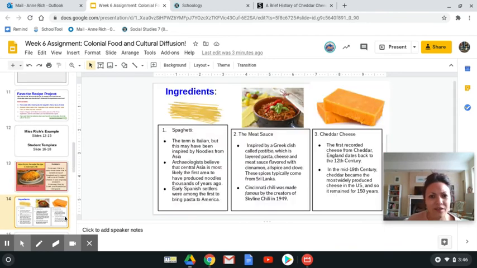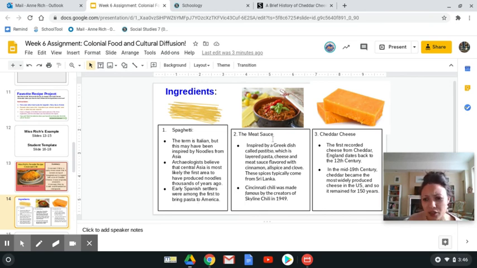So these are some ingredients in my favorite food of all time. There's spaghetti, meat sauce, and cheddar cheese. So I've collected information about these things and put them into these blocks. So let's get started with spaghetti. We know that the term is Italian, but we know that these noodles may have been inspired by noodles from Asia. Interestingly enough, archaeologists believe that Central Asia is the first place to have produced noodles thousands of years ago. Thank you, Central Asians. We also know that early Spanish settlers, like the folks that went to New Spain, are going to be some of the first people to bring pasta to America.